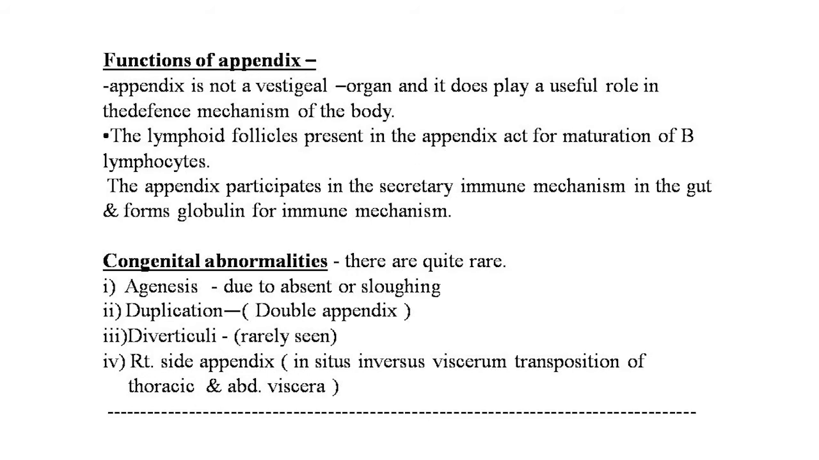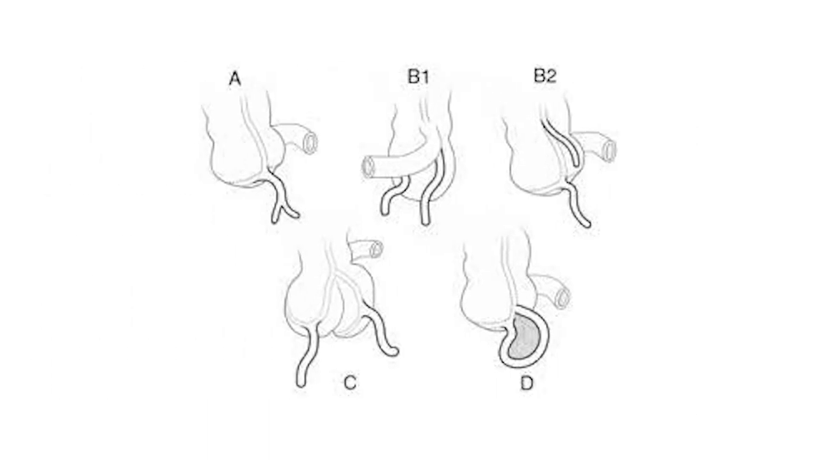Viscerum transposition of the thoracic and abdominal viscera. Dear students, here are images of a congenital abnormality of the appendix. There is a bifurcation, a duplex of the appendix.